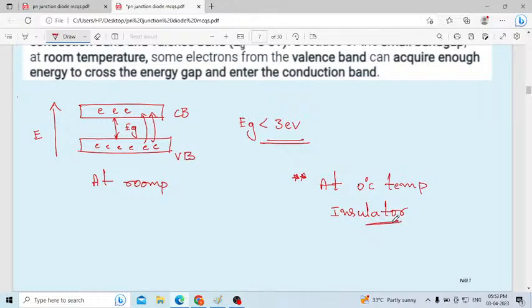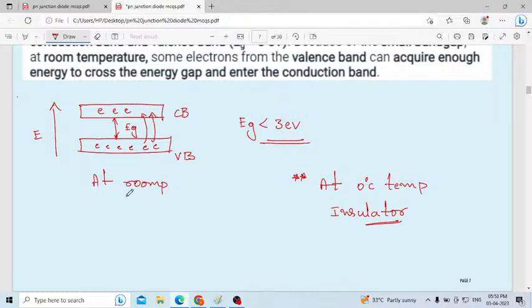Maybe in the exam they may ask MCQ questions: at 0 degree temperature the semiconductor acts as an insulator, what is the reason? Anything they may ask. You have to remember the energy gap between the conduction band and valence band, that value is less than 3 electron volt. That is also very important. That also you have to remember.